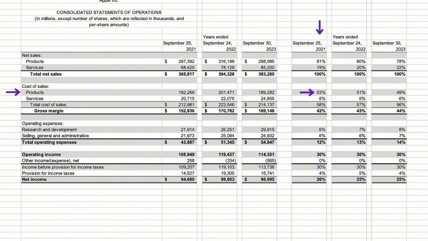But then it dropped down to 51% and then to 49%. So as you can see, they are also taking a look at this. They're always asking themselves, all right, what can we do to make our company more efficient? And how can we make our company create the same product, generate the same revenue, but with less cost? And this is my recommendation to every other business.